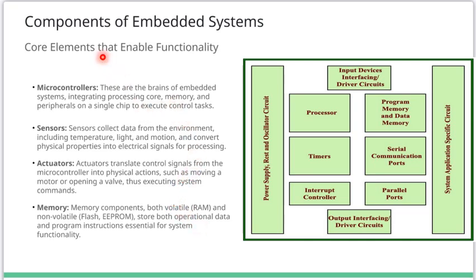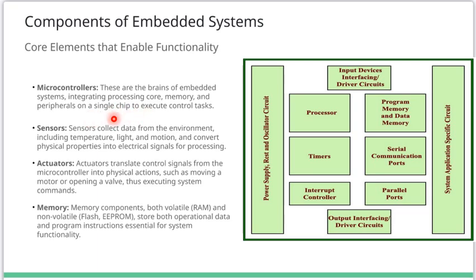The core elements that enable the functionality of an embedded system: the first one is the microcontroller. It is sometimes called the brain of the embedded system. It consists of a processing core, memory, and peripherals on a single chip. The basic difference between a microcontroller and a microprocessor: a microprocessor is a standalone processing unit, whereas a microcontroller is the combination of a small amount of memory, a processing core, that is the microprocessor itself, and peripherals on a single chip.